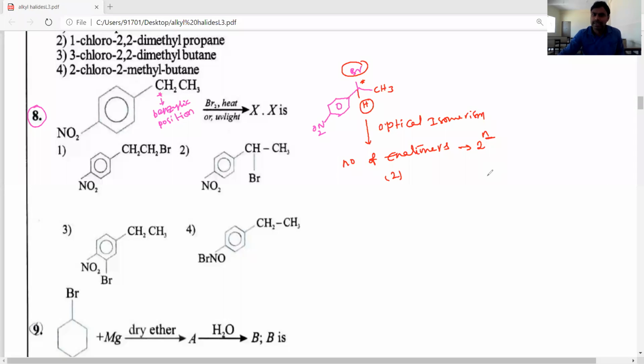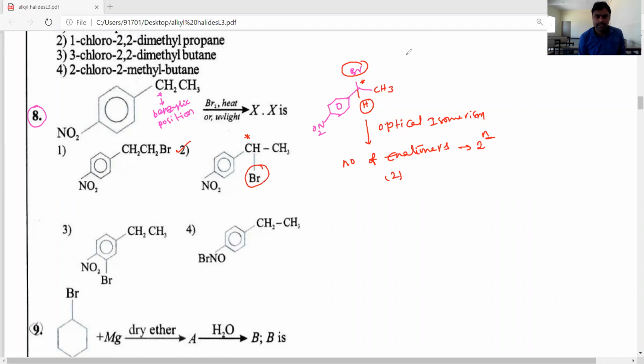Here they have not asked whether the product is optically active or inactive, just what the product is. So the answer is the second option. The halogenation is taking place at the benzylic carbon. This is known as the benzylic carbon or benzylic position. Now let's see the ninth question.